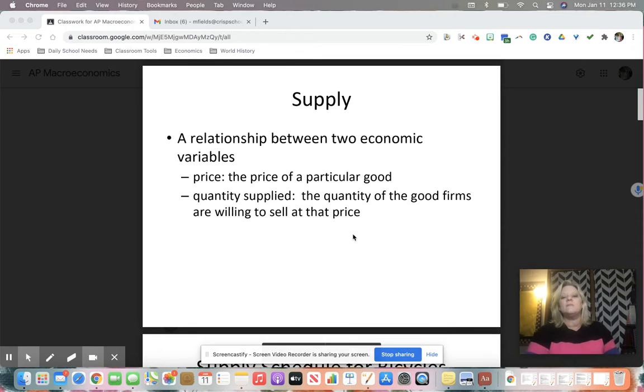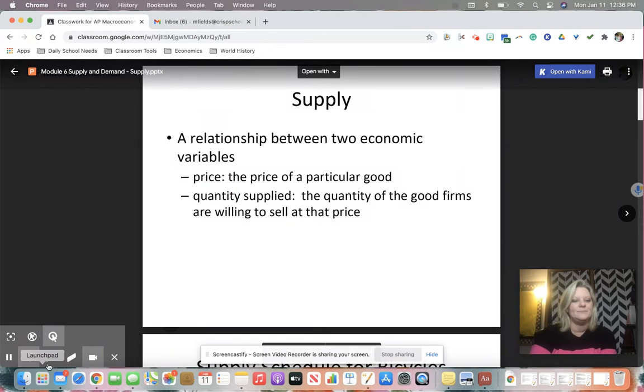Where demand was the relationship between price and the quantity demanded, supply is the relationship between price and quantity supplied. The price is the dollar amount, in US dollars for us, of what it will cost. The quantity supplied is how many firms or businesses are willing to sell at each price. So where demand is talking about buyers, supply is talking about producers and or sellers.